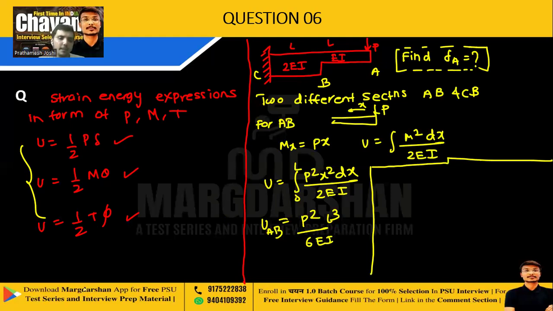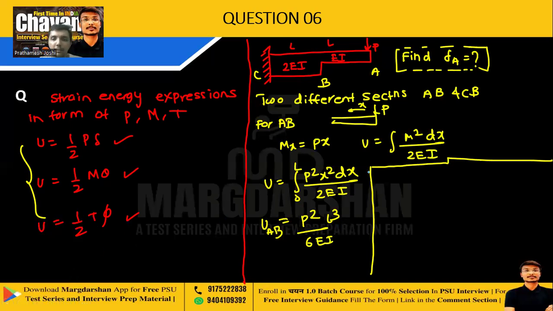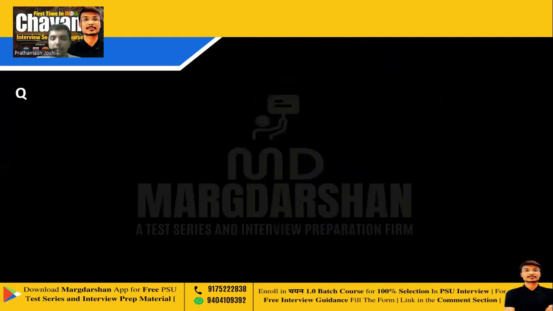For section CB, we will have to consider the reactions at the end of the cantilever here. So this is simple, quite obvious. RC will be equal to P only for equilibrium, and there will be an extra moment MC equal to 2P into L. That's L and L, 2L into P. Okay. Now we will see in the further slide over here.